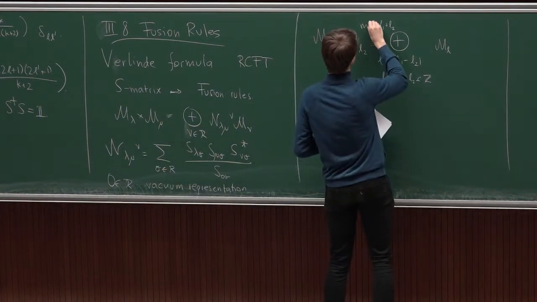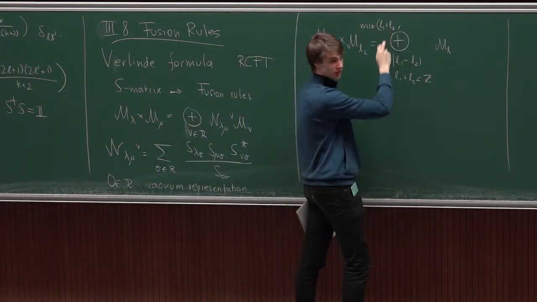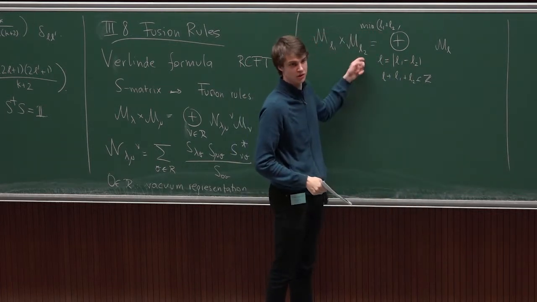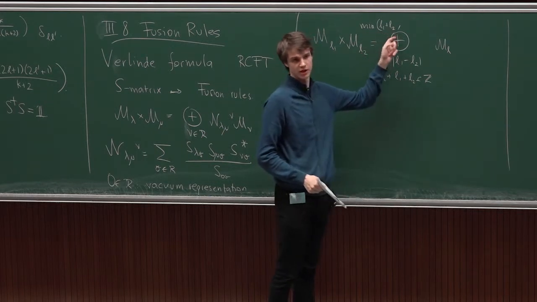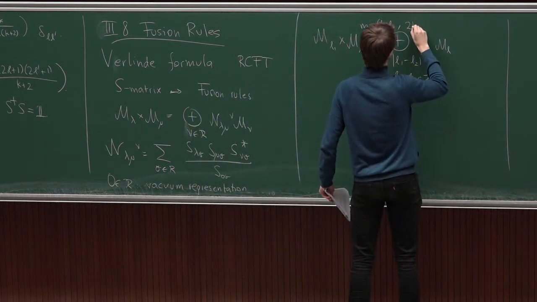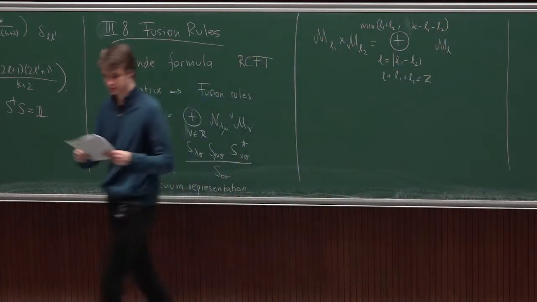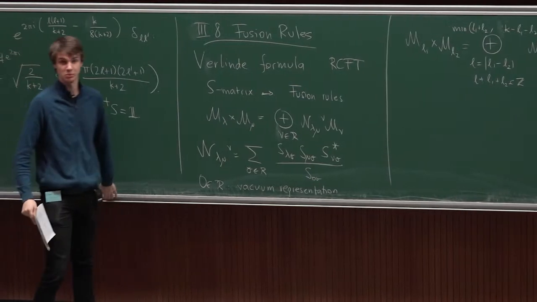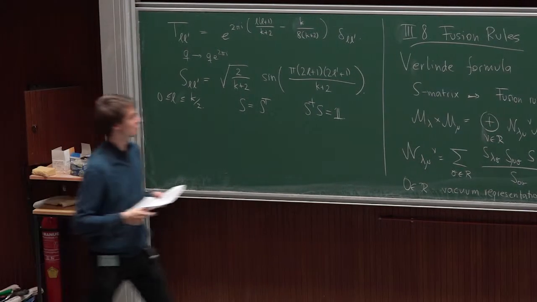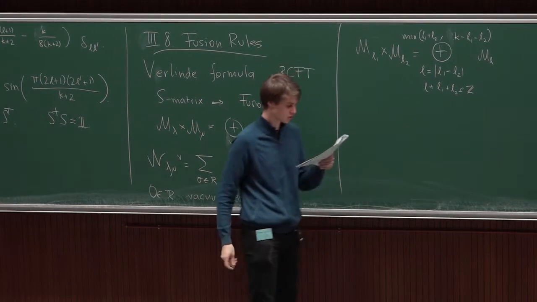And now comes something you might recognize. There's actually a maximum up here, and if this gets too large, we might run out of the allowed representations. For instance, you could start with L1 equal to k over 2, L2 equal to k over 2, and then this would be k, and that's not allowed. So once you go over the bound, you turn around, and this is k minus L1 minus L2. This is exactly the same structure as appeared in the minimal models, which is also not a coincidence, but I don't have time to explain. Good, so these are the fusion rules of the SU2 affine Kac-Moody algebra.